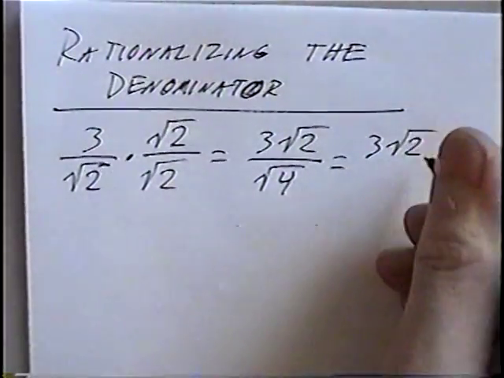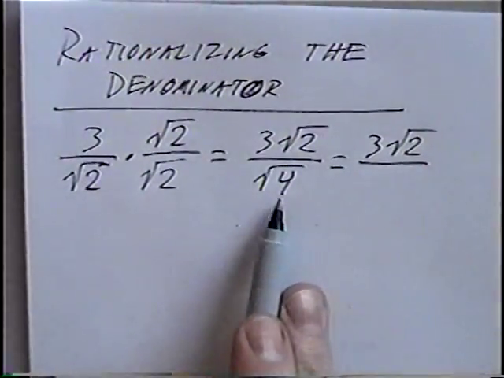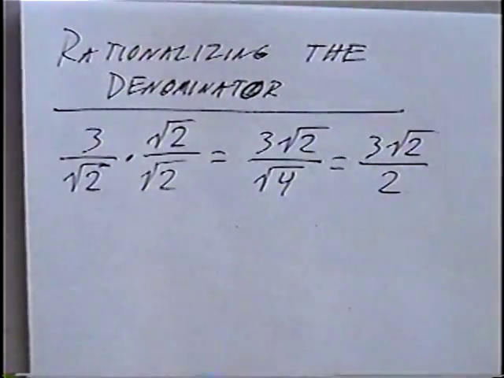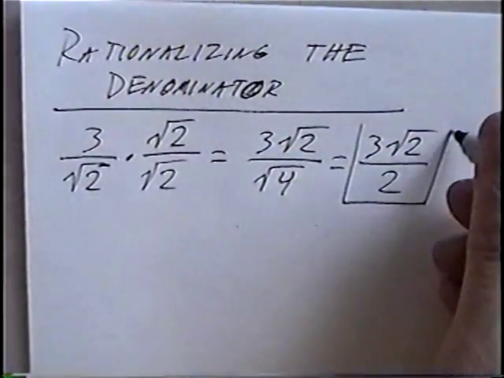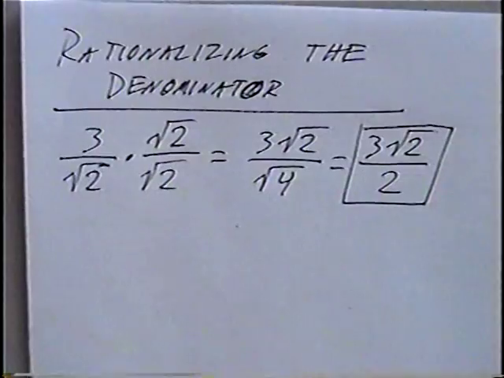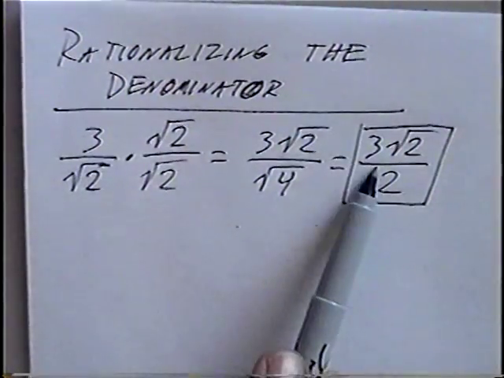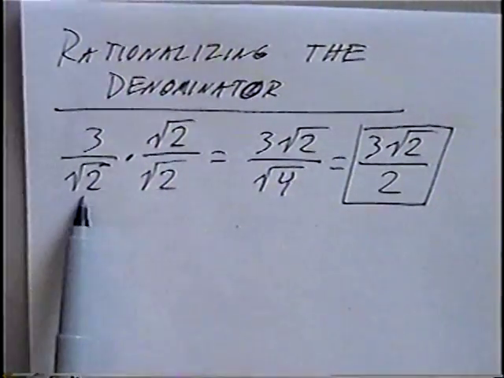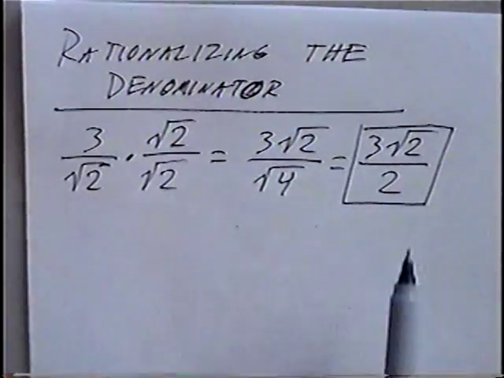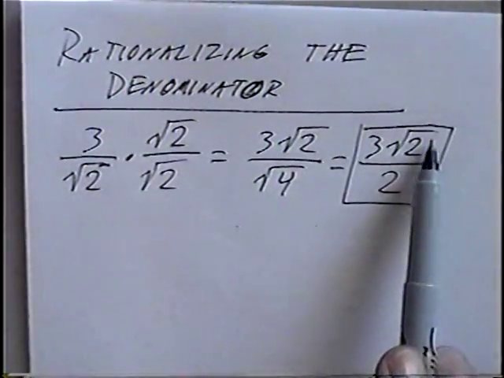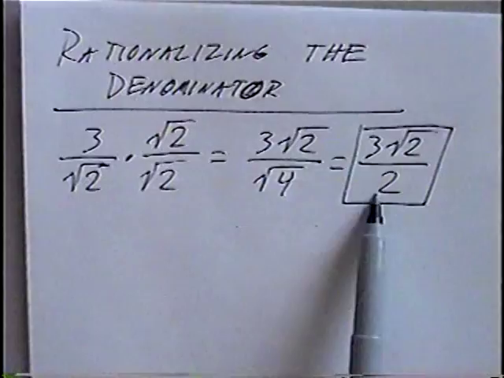Simplifying, the numerator would stay the same, and the denominator, square root of 4, would be 2. So our final answer would be 3 radical 2 divided by 2. Again, it's okay to have a radical in the numerator, you just can't have it in the denominator. And these 2's again do not cancel because one's inside a radical and one is not.